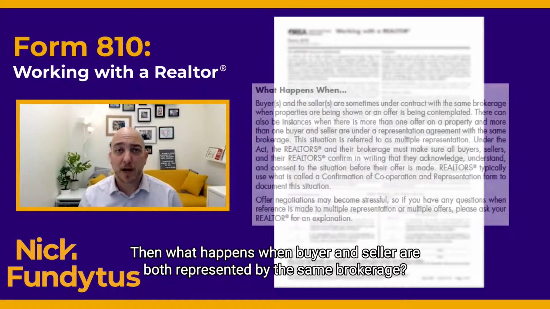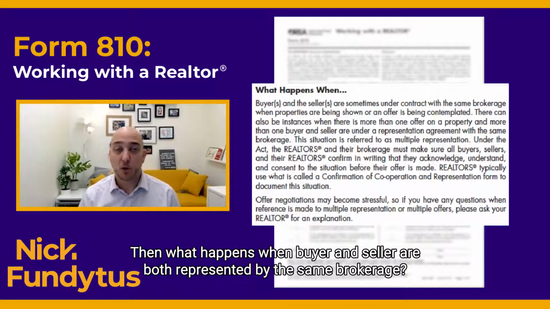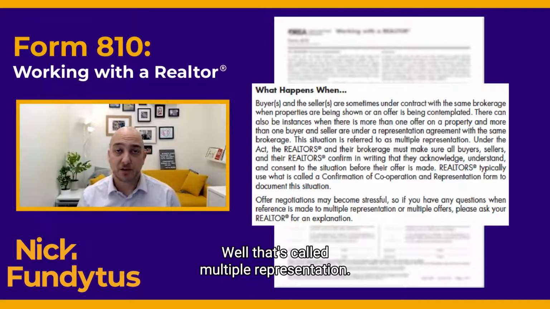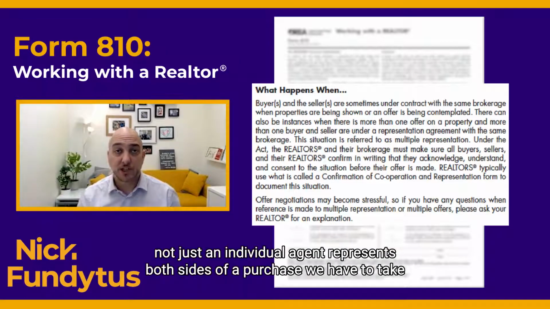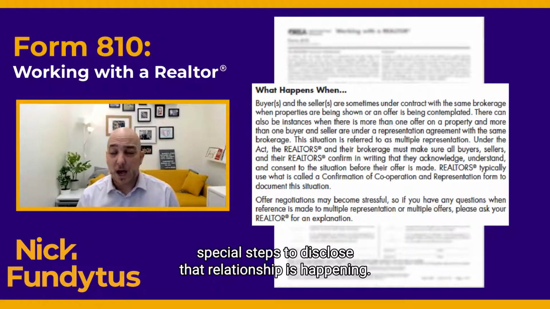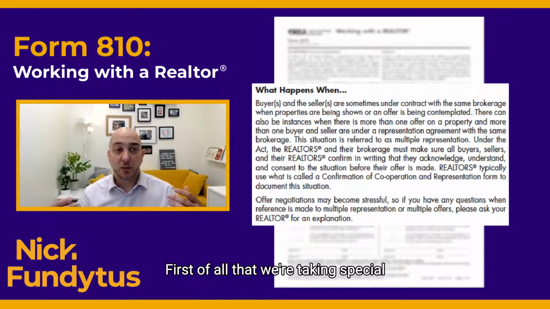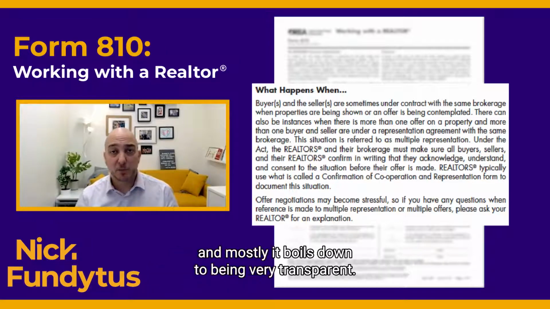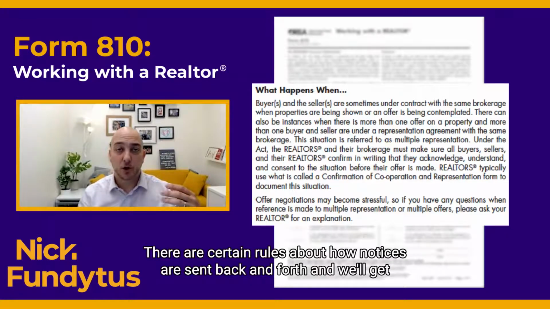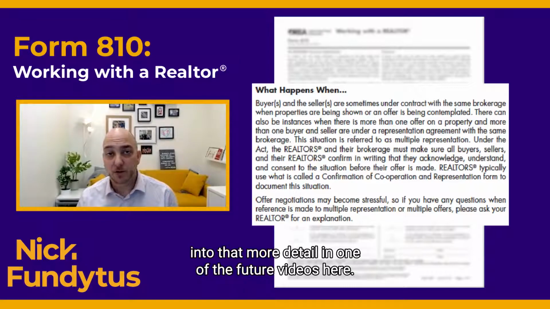Then what happens when buyer and seller are both represented by the same brokerage? Well, that's called multiple representation. So when a brokerage, not just an individual agent, represents both sides of a purchase, we have to take special steps to disclose that relationship is happening. First of all, that we're taking special steps to make sure that nobody's bargaining position is being undermined. And mostly it boils down to being very transparent. There's certain rules about how notices are sent back and forth. And we'll get into that in more detail in one of the future videos here.